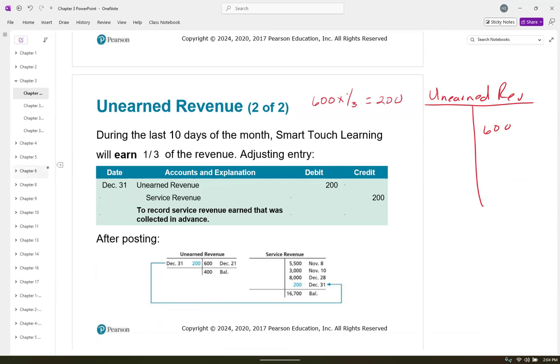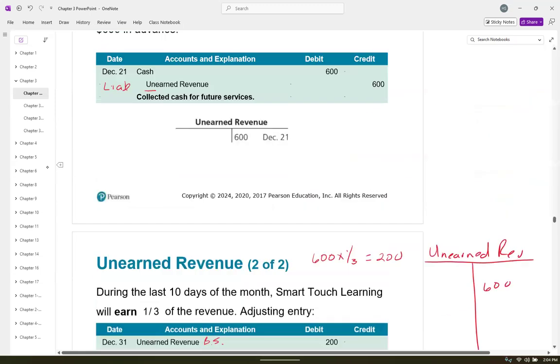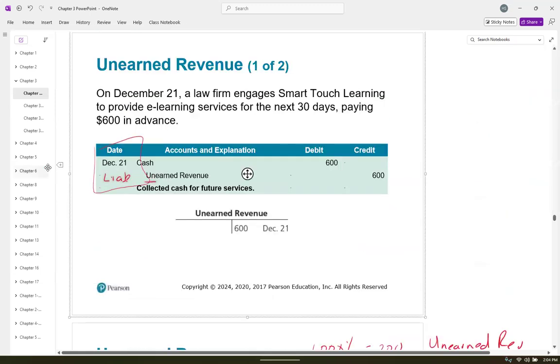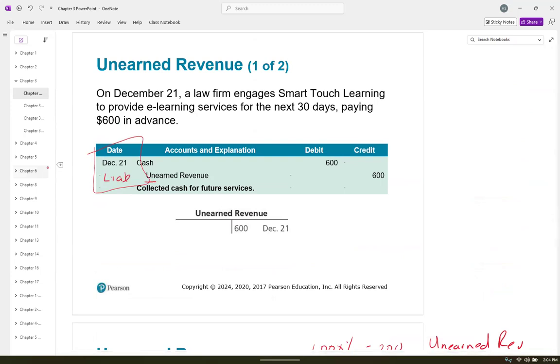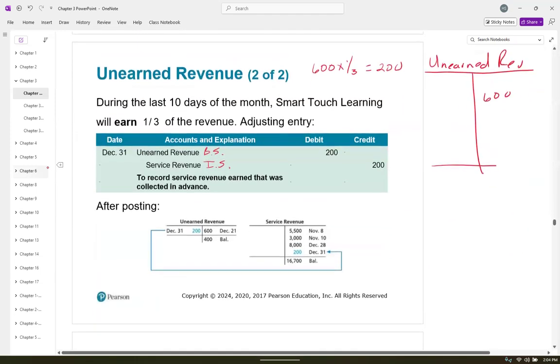And so we're going to make the journal entry to debit the unearned revenue. This is our balance sheet account because it's a liability. And then the service revenue is our income statement account. This journal entry right here is not the adjusting entry. It's the original entry. And sometimes it really helps to know what the original entry is to make the adjusting entry.